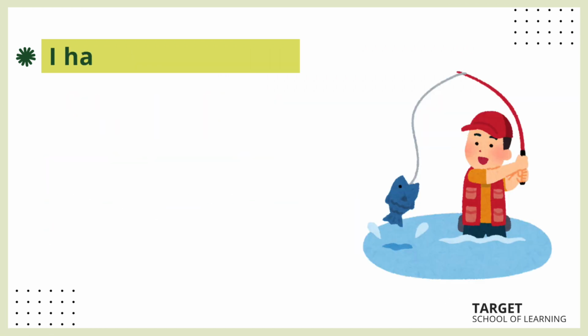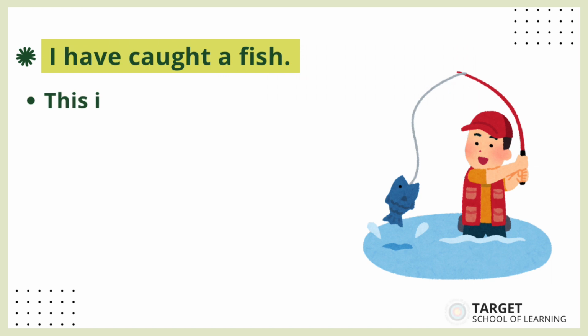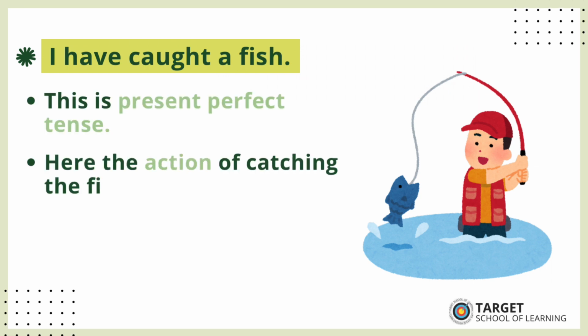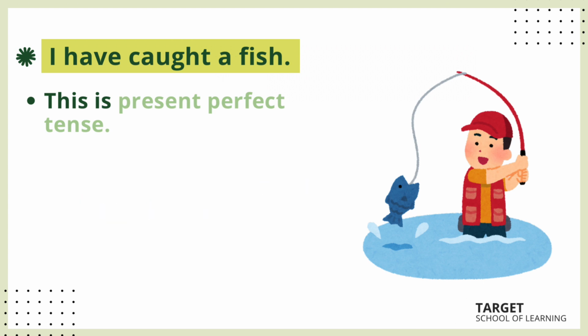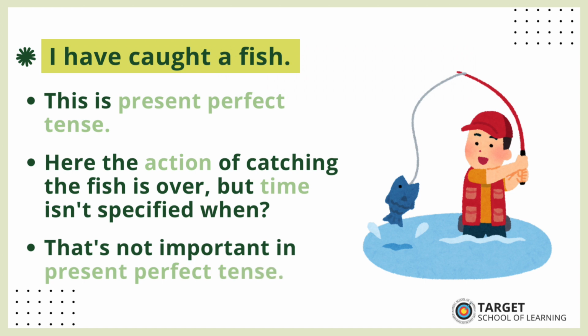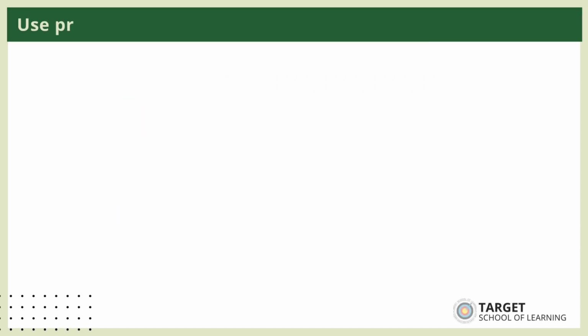Let's talk about some more illustrations. I have caught a fish. This is present perfect tense. Here the action of catching the fish is over, but time isn't specified. When? That's not important in present perfect tense.